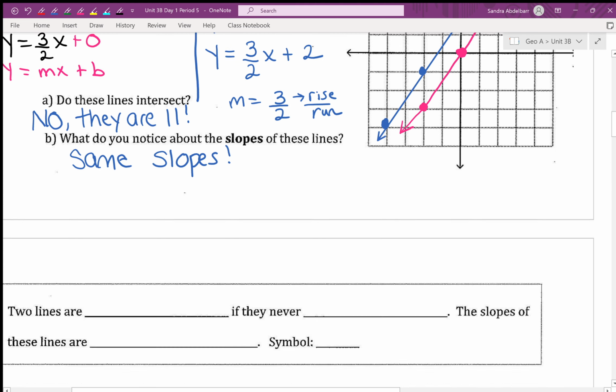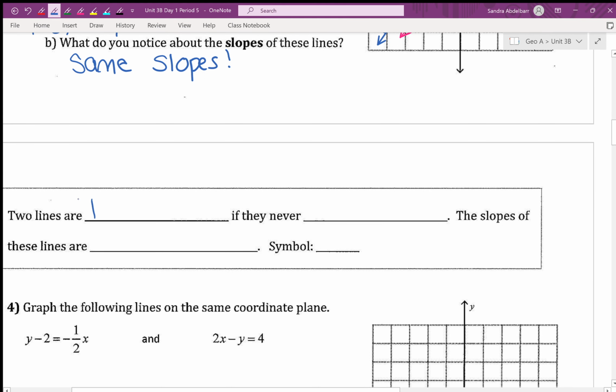So let's write that in here. 2 lines are parallel if they never intersect. The slopes of these lines are the same. The symbol for parallel looks like an 11.